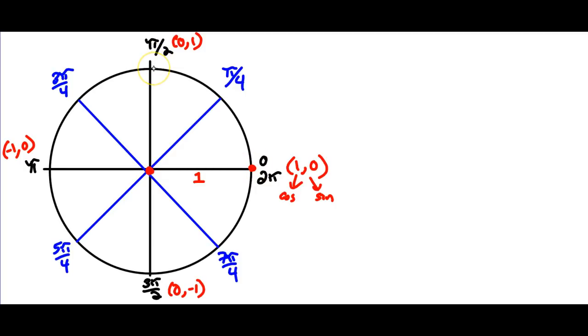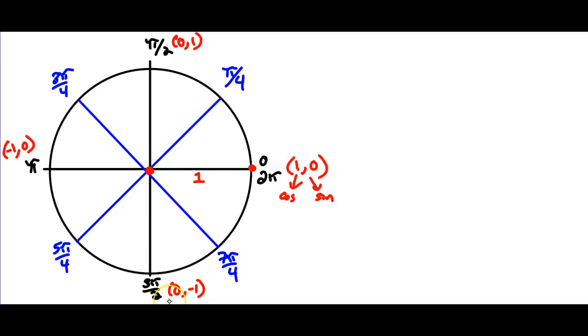Up here at pi over 2, the vertical distance is 1. So the sine of pi over 2 is 1. The horizontal distance here is 0. You go left or right, none. So the cosine value of pi over 2 is 0. Same down below at 3 pi over 2. You go left or right, none.